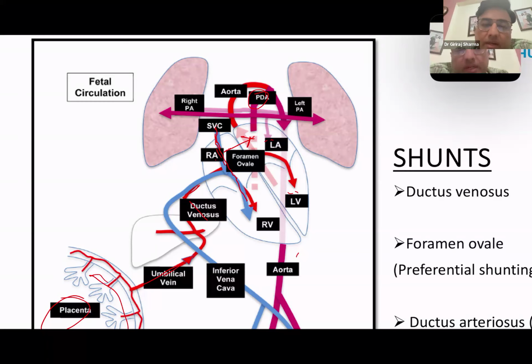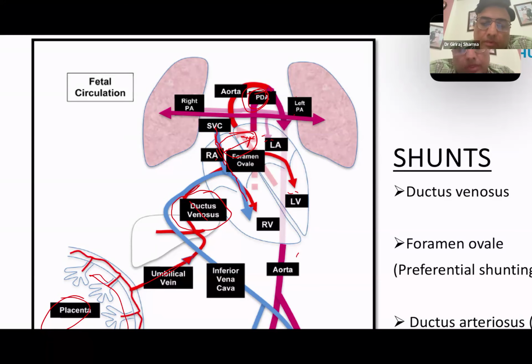So three shunts are there: the ductus venosus bypassing the hepatic circulation, the foramen ovale bypassing from the right atrium to the left atrium, then the PDA. The PDA direction in fetal life is right to left because right side pulmonary pressures are high. So the shunt direction is right to left. So deoxygenated blood is going here.